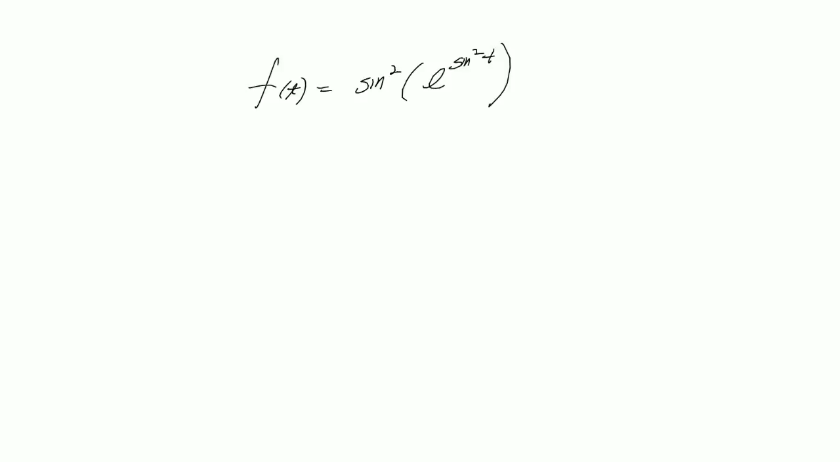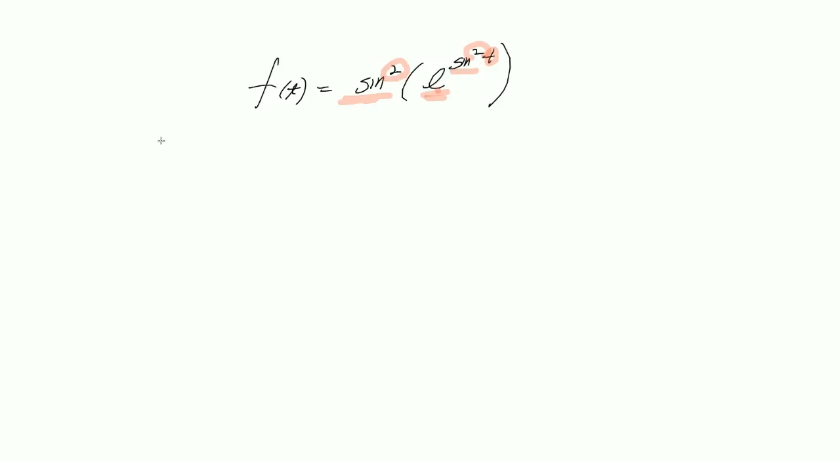Okay, so lots of composition here. There's t. First it's inserted into sine. Then it's squared. Then it's on the exponent of e. Then it's inserted into sine. And the very last thing is it's squared.